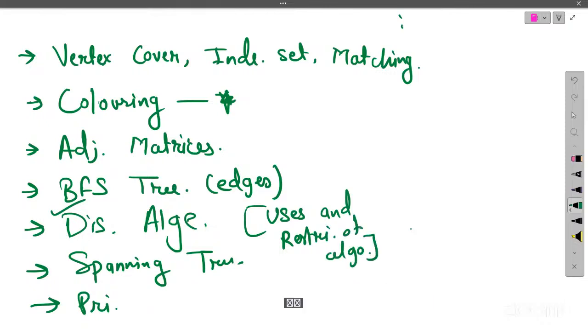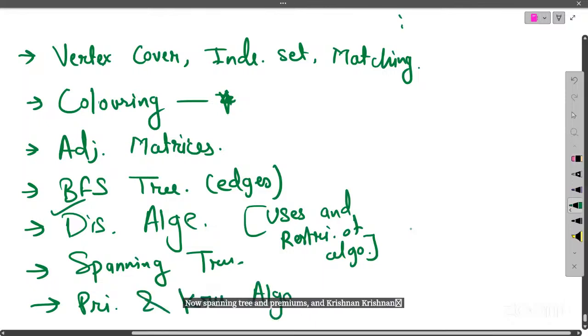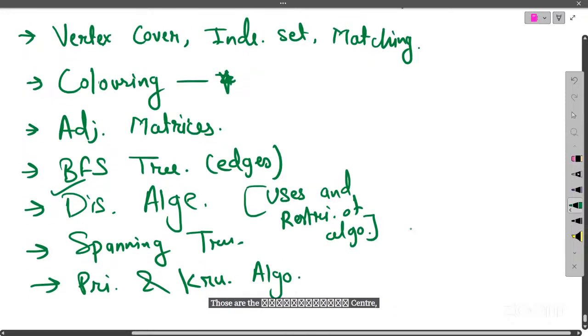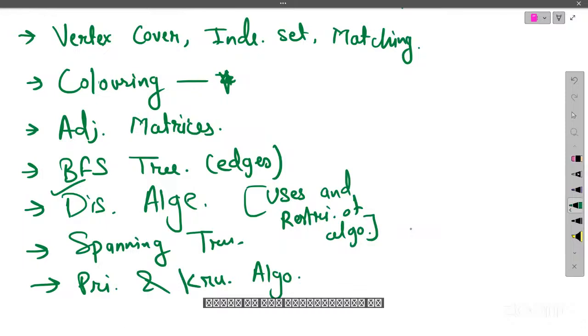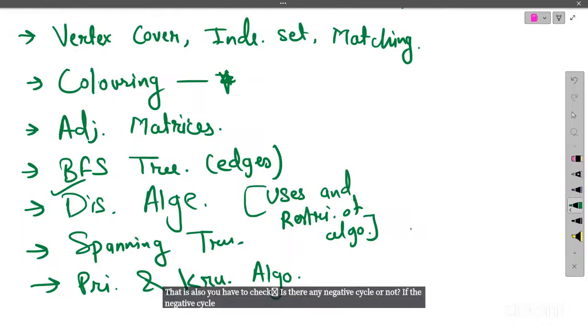Now spanning tree, and Prim's and Kruskal's algorithm. Those are the important topics from weeks 10 to 11. But if in the examination there is a graph which also has negative weights, then we can't use Dijkstra's algorithm. Then we have to use the Bellman-Ford algorithm. You also have to check whether there is any negative cycle or not. If a negative cycle is there, then you cannot use Bellman-Ford either, because the problem is undefined.